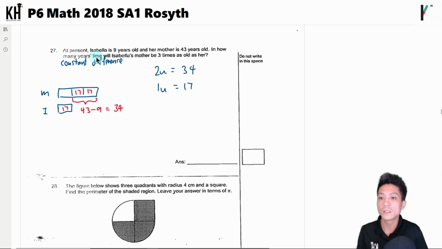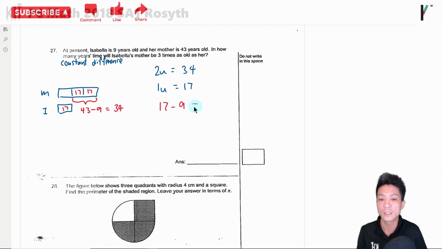So in how many years' time would that be? So Isabella will be 17 years old from 9 years old, right? So 17 minus 9 will give you 8 years. Okay, so the answer will be in 8 years' time.